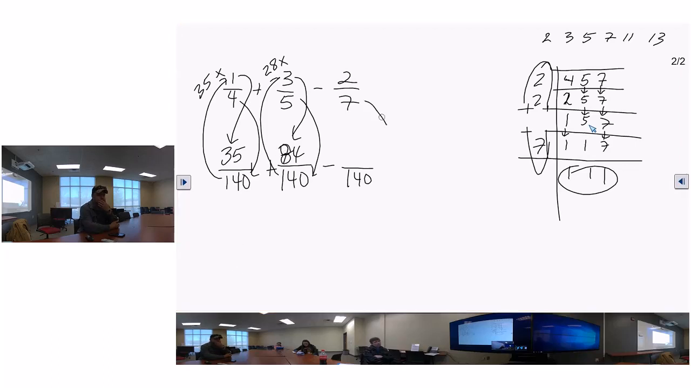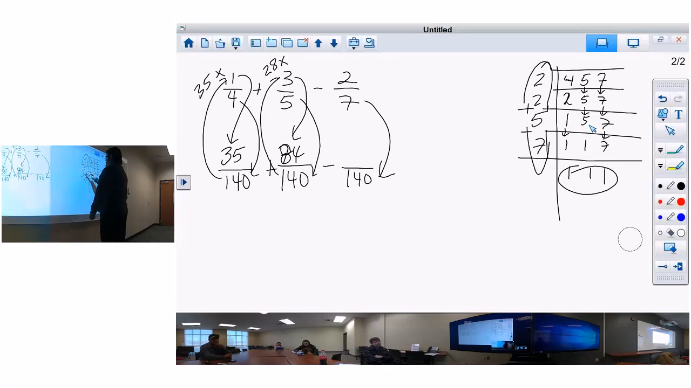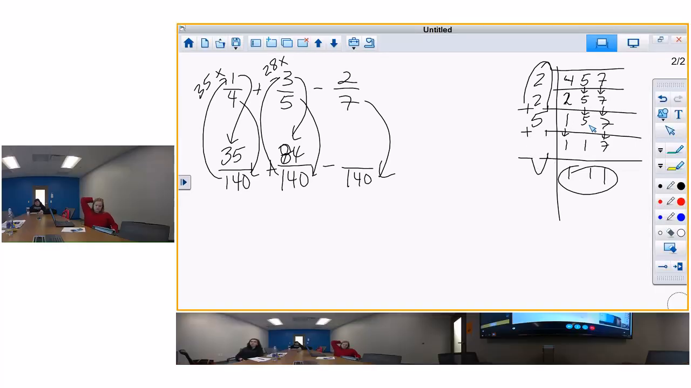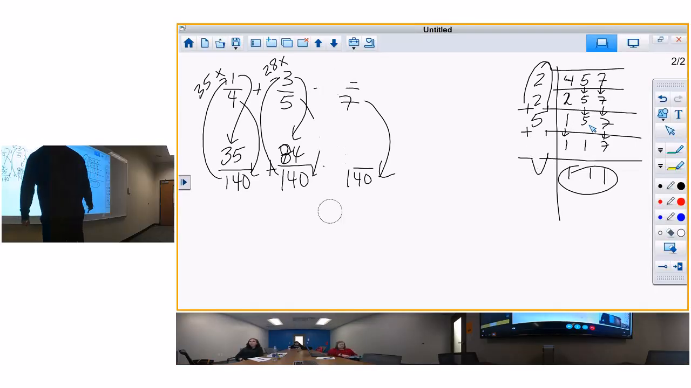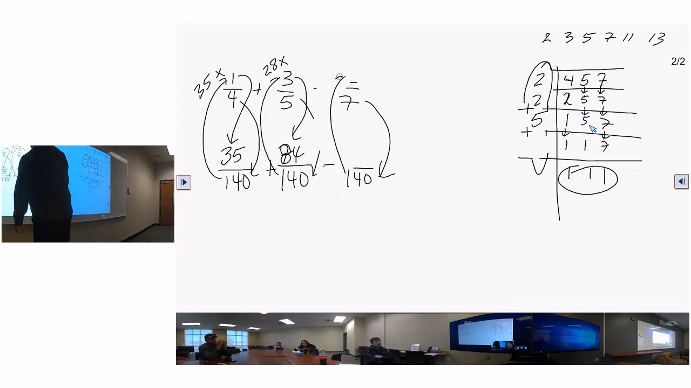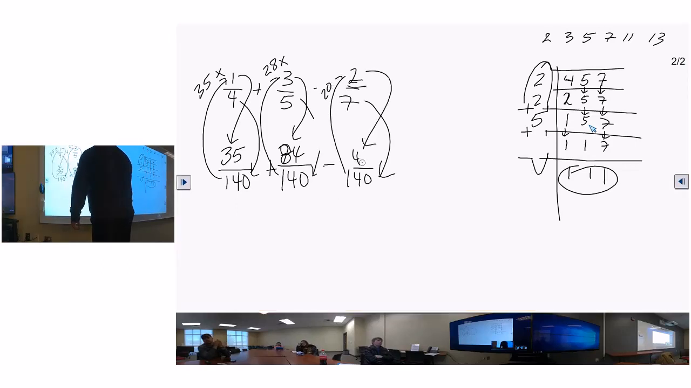What about 7? Well, let's put the 5 back. Take the 7 out. How many times will 7 go into 140? 20. It's a miracle. 20 times 2 is 40.